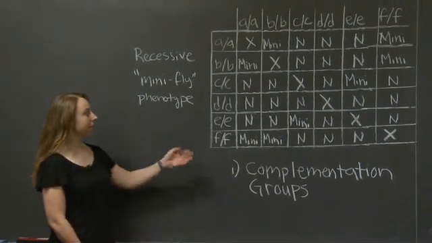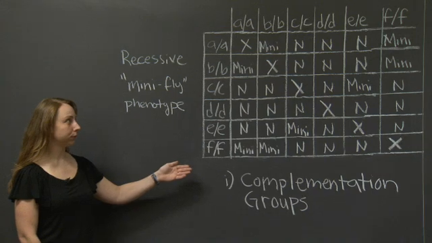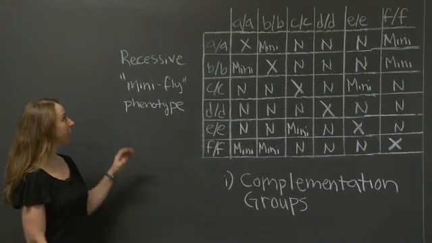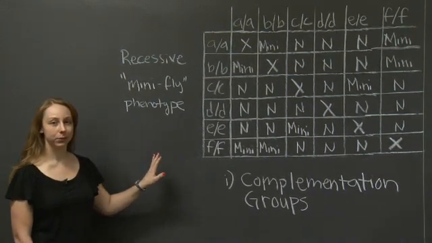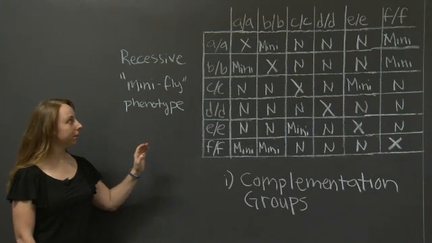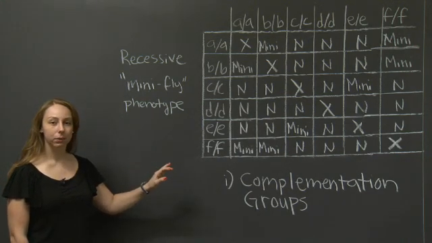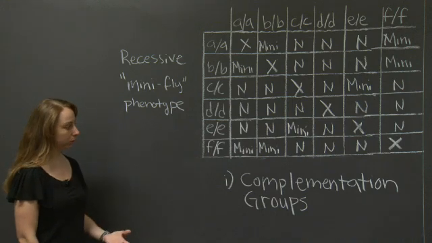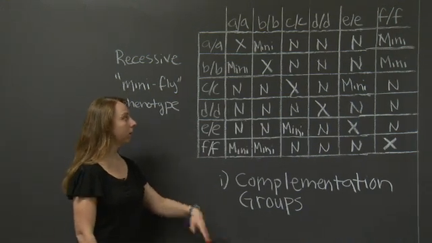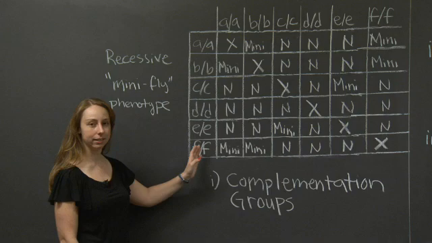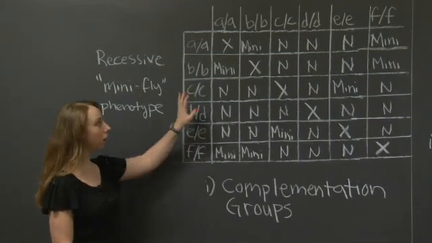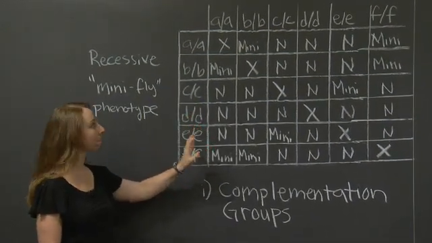So here we have a series of different fruit flies. They all have these recessive mini-eye phenotypes. So we've noticed that there are lots of different mutations, and now we would like to put them into complementation groups. So we start off by looking at this nice large Punnett square we have, where all the flies have been crossed to each other.